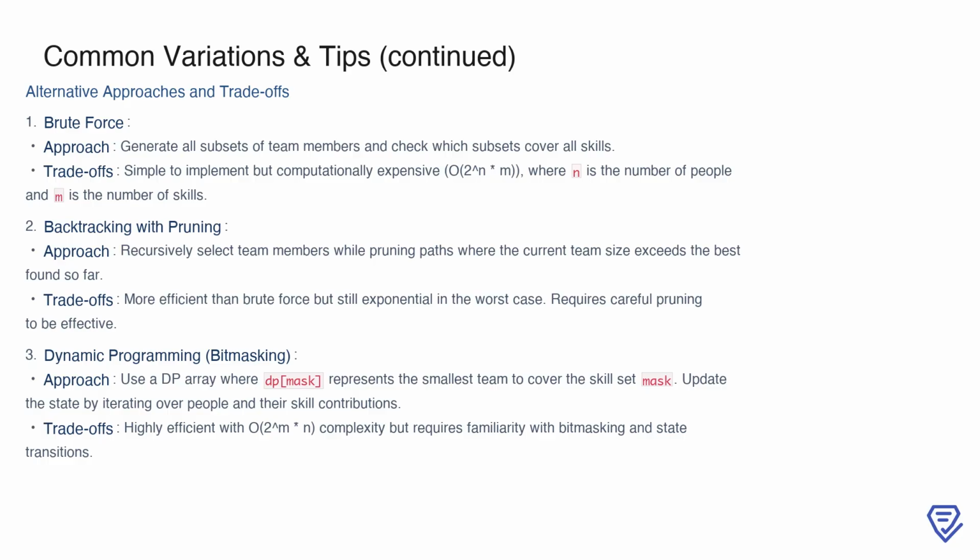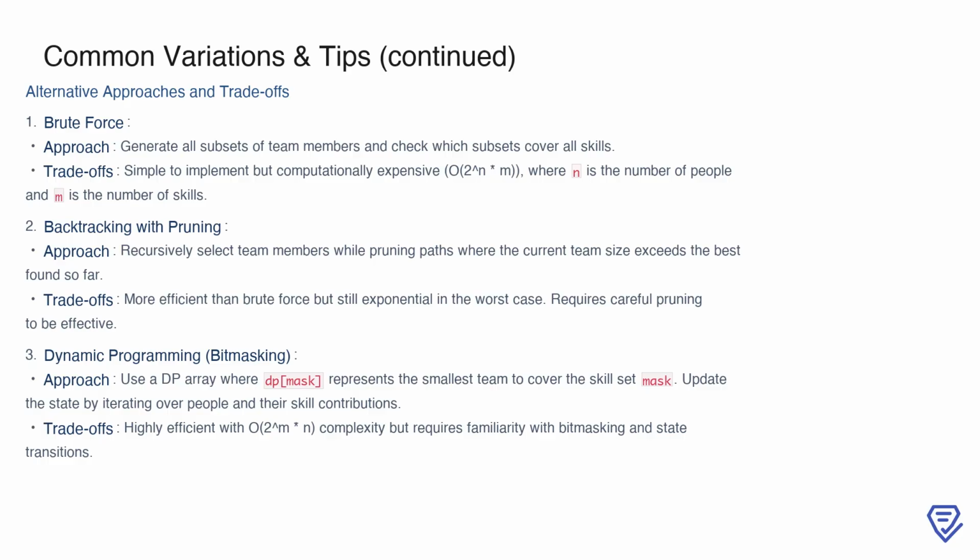Backtracking with pruning is another option. This method recursively selects team members while pruning paths where the current team size exceeds the smallest team found so far. While more efficient than brute force, this approach is still exponential in the worst case and requires careful pruning to be effective. A more sophisticated method involves dynamic programming with bit masking.